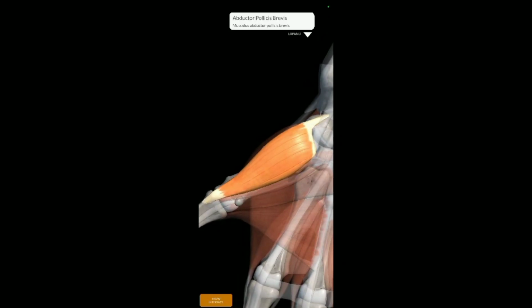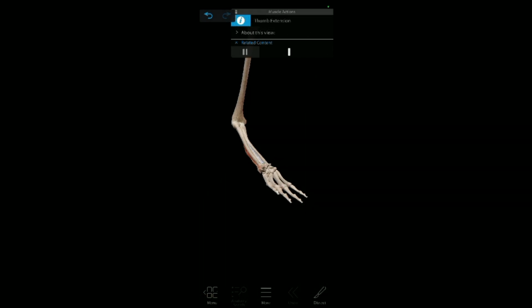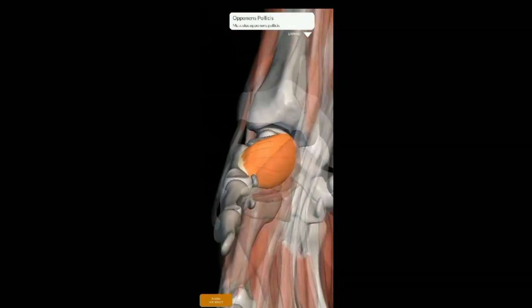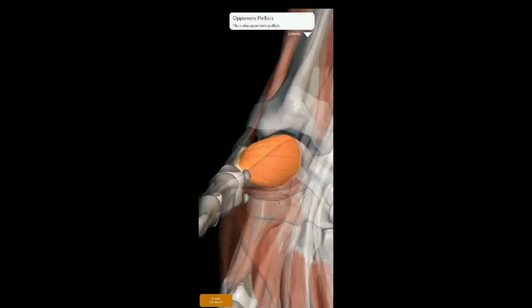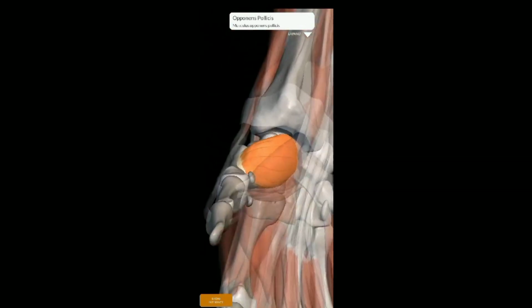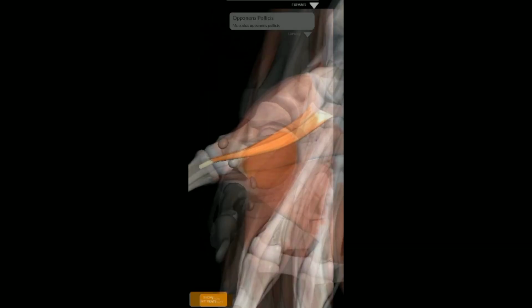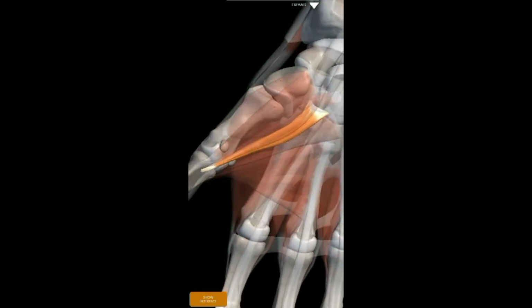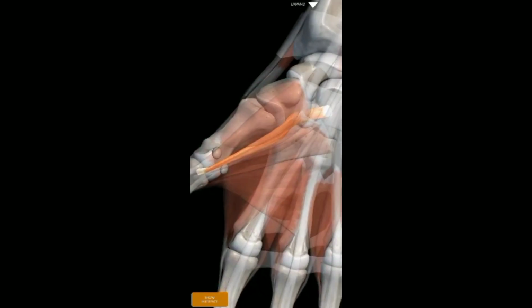The abductor pollicis brevis causes thumb abduction. The opponens pollicis causes thumb opposition, which is the movement where the thumb reaches across the palm of the hand to touch the tips of the fingers. The flexor pollicis brevis is responsible for thumb flexion.